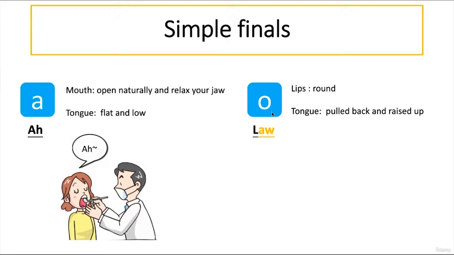Next one. Oh. This sound is similar to the W in the word law. But remember, your lips are round when you pronounce it. Your tongue is pulled back and raised up. So read it after me. Oh, oh. Well done.